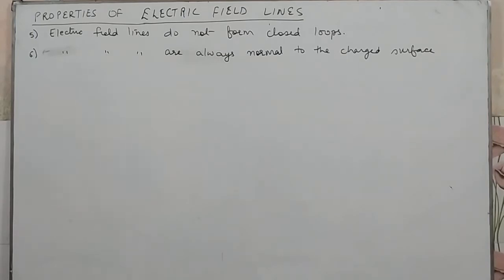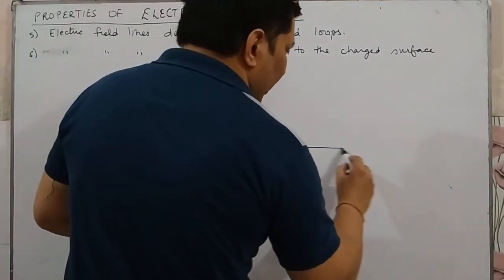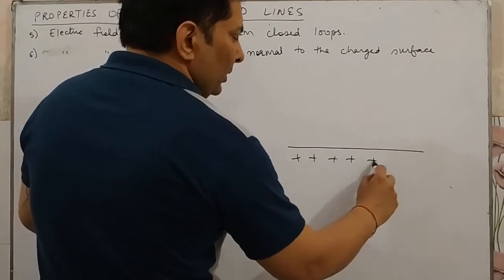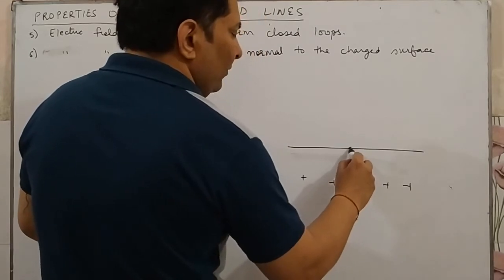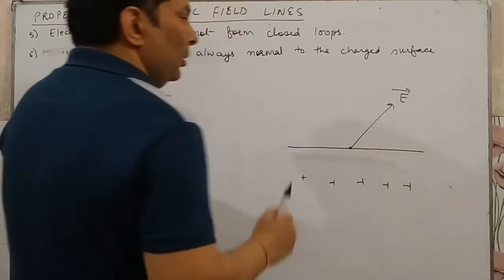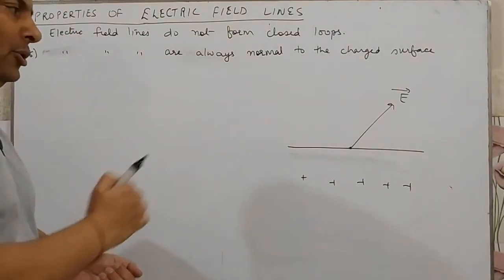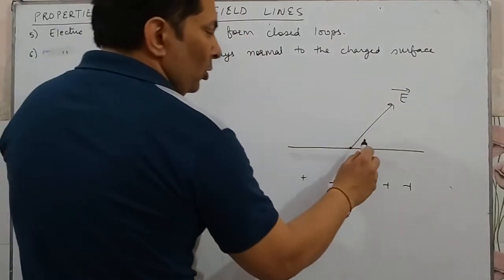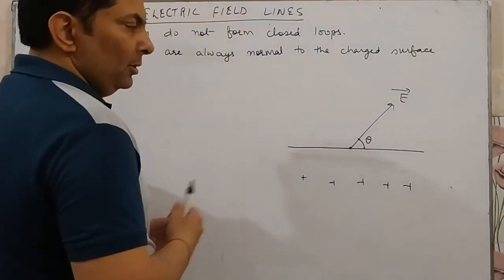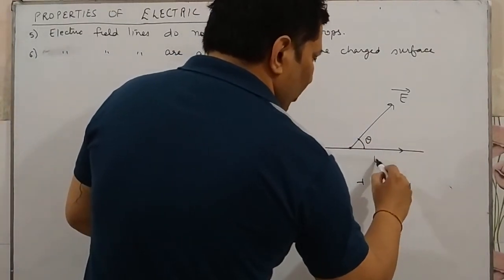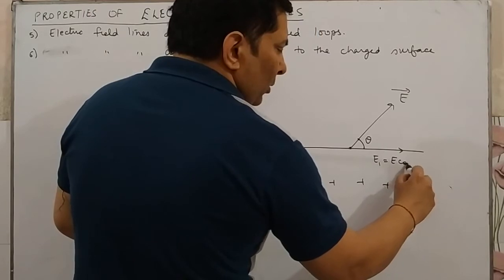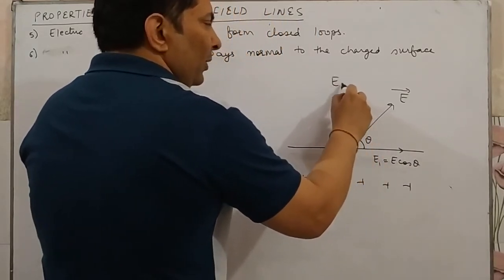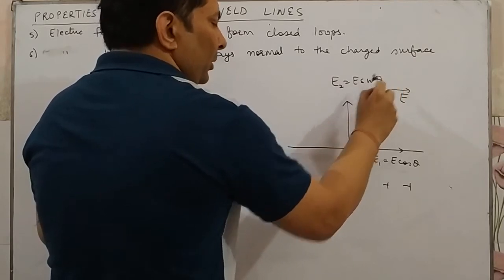Next property is, electric field lines are always normal to the charge surface. Let me show you how. Suppose I have a charge surface, and I assume that on this surface the electric field is not normal. Suppose the electric field line emerging out of this positive charge surface is not normal, and is at angle theta with the surface. Then we can have components. This is a horizontal component, let it be E1 given as E cos theta. This is the second component, given as E2 equals E sin theta.